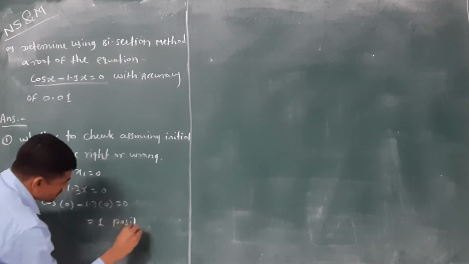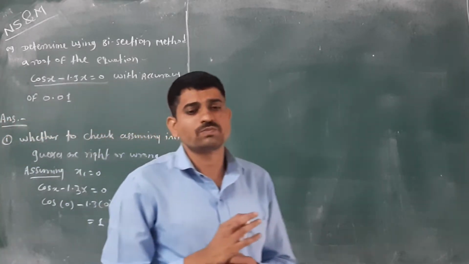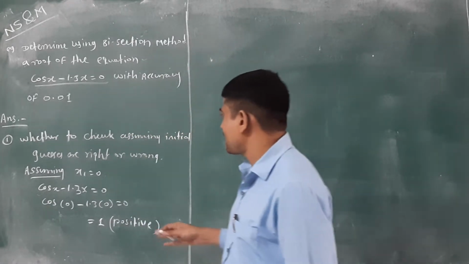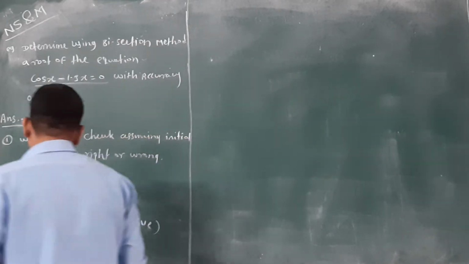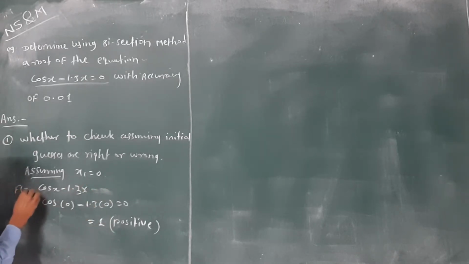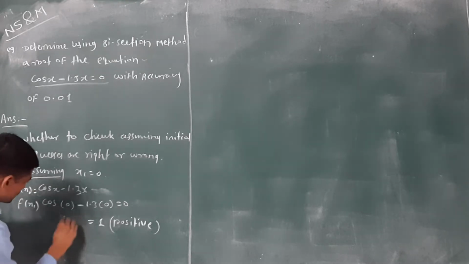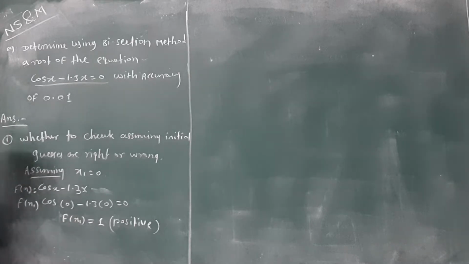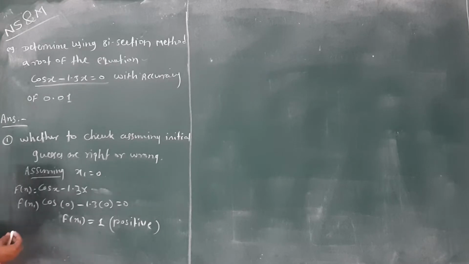This is the positive value. First you have to assume the value of x1 is equal to 0. I have assumed x1 is equal to 0. Then you can write f of x1 is equal to 1. What is meant by f of x1? It is again nothing but the y1. This one value we are getting is positive.